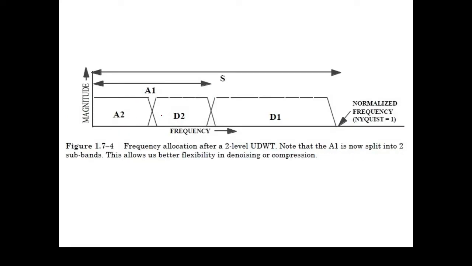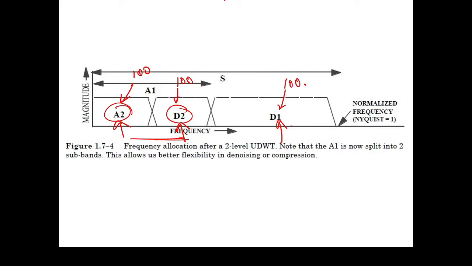In the second stage, we are breaking A1 down into A2 and D2. Now the question arises: what should be the length of A2, of D2, of D1? Since this is an undecimated discrete wavelet transform, these signals will be of the same length. Suppose your signal has a length of 100, then A2 will have a length of 100, D2 will have a length of 100, and D1 will have a length of 100.